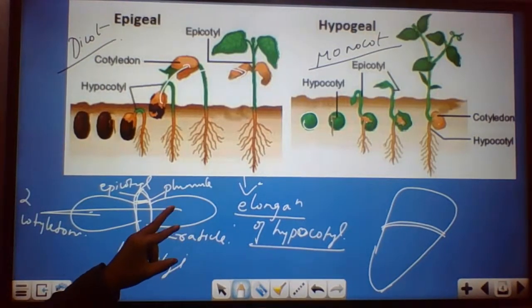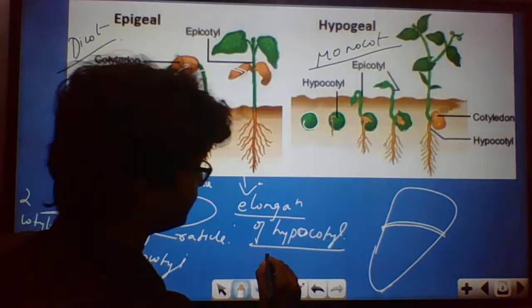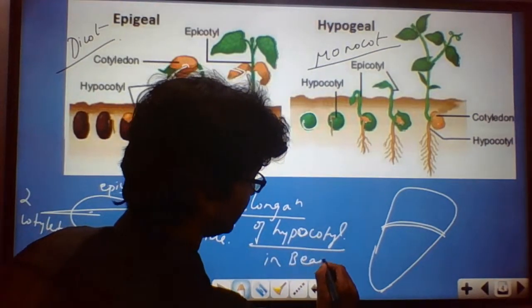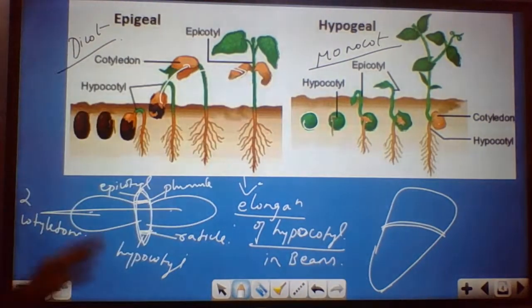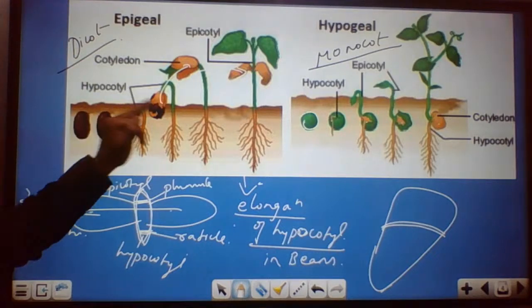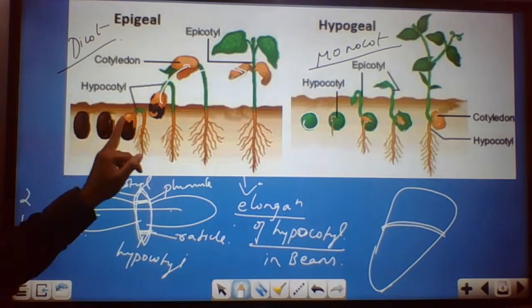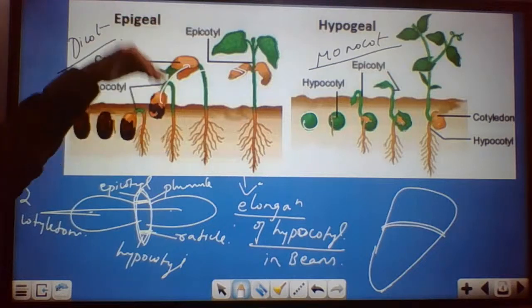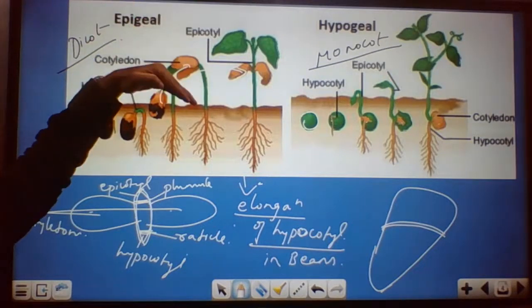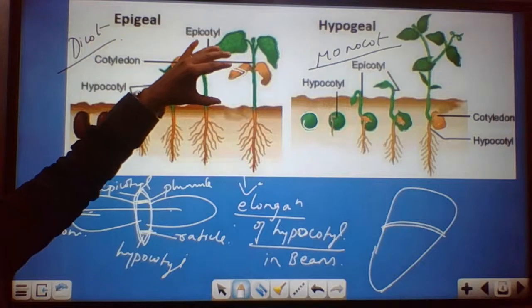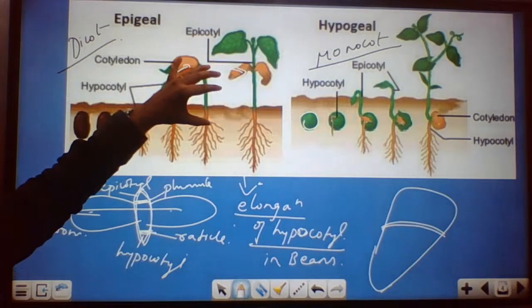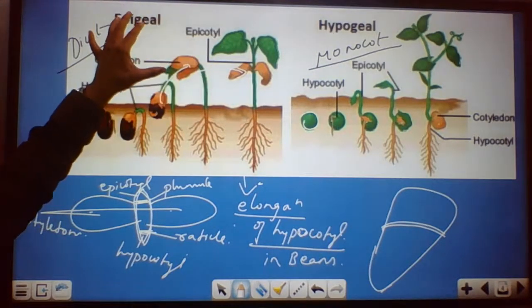In this case, there is elongation of the hypocotyl, especially in the case of the beans that you could see. Because of this elongation, the seeds start to sprout out, protruding out of the soil surface, and start coming out. So this type of germination is called epigeal germination.